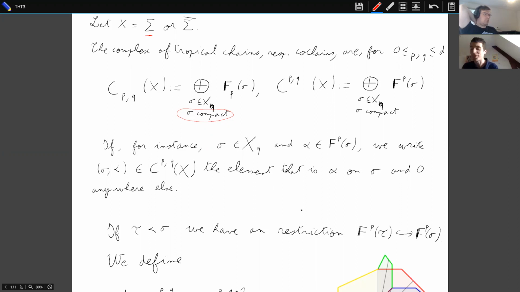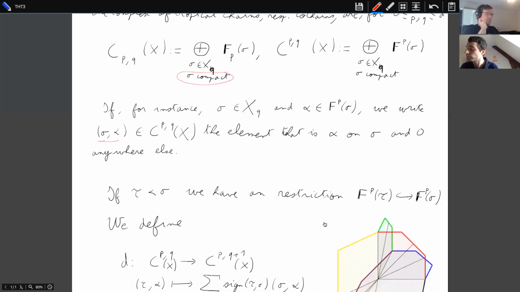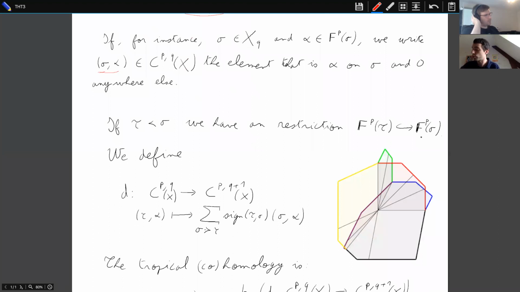So just before that, I finished redefining the cohomology. A useful notation: if I take a face and an element alpha in FP sigma, I just write the pair of the face and alpha to be the only element in CPQ, so just alpha on sigma and zero anywhere else. So here I used the dual. Now if tau is a subface of sigma, we have an inclusion from FP tau to FP sigma. If you have a linear form in FP tau, you can restrict it to sigma.